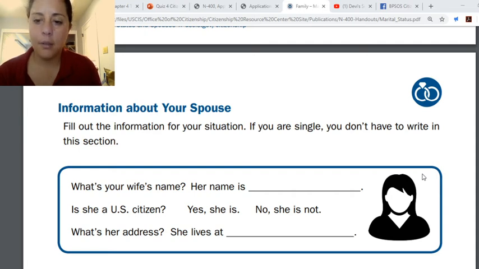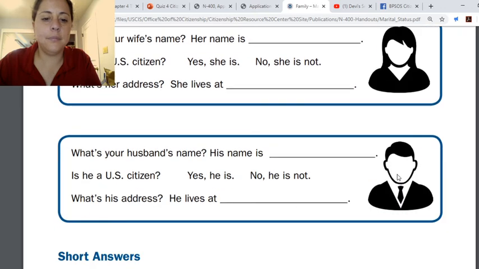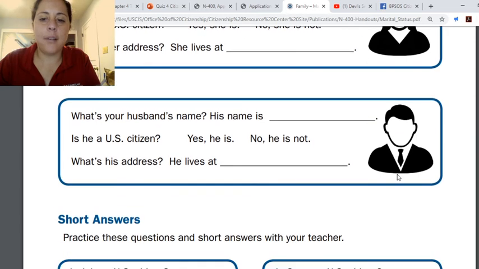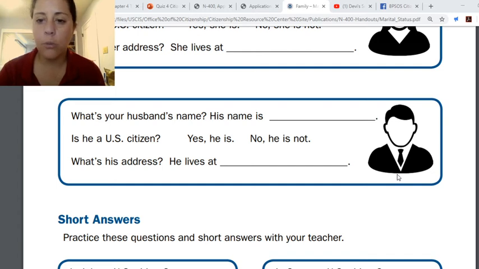For example, what's her address? She lives at 1532 West Broadway Street, Garden Grove, California 90072. Okay, for example. Oh, let's look at this. What's your husband's name? So they have wife and husband, okay, for you to practice. So if you have a wife or husband, you will fill out one of these. Pick one. If you are a woman, you have a husband. If you are a man, you have a wife, okay?